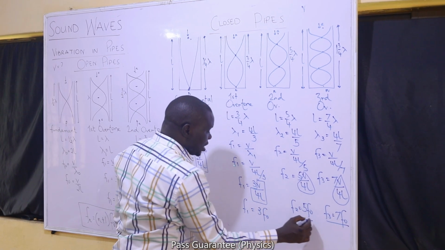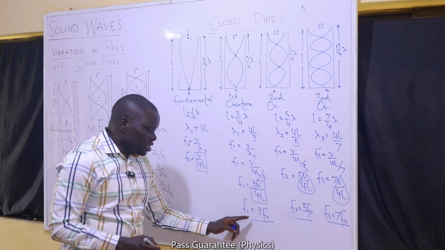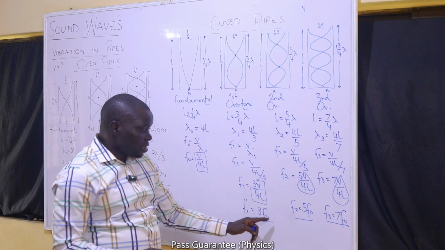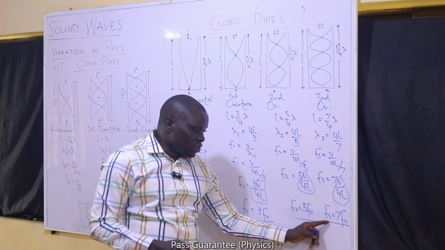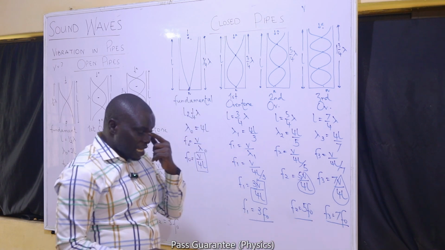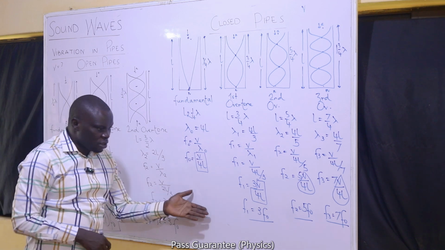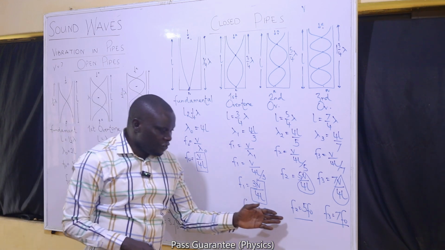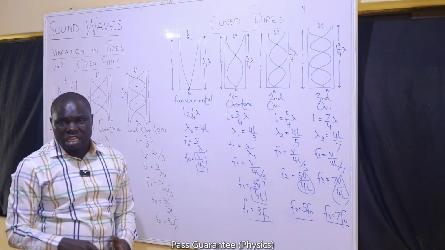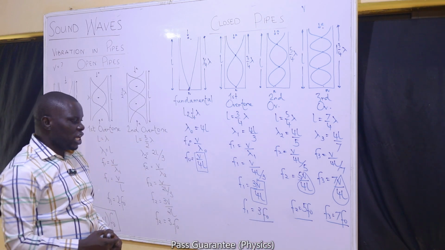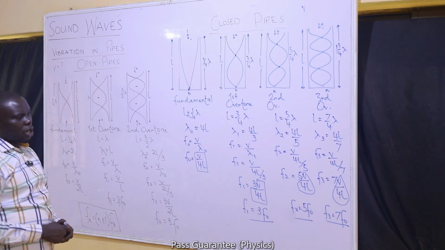If that is the case, we can see the order. The first overtone is the third harmonic, 3 times F0. The second overtone is the fifth harmonic, 5 times F0. The third overtone is the seventh harmonic, that's 7 times F0. So we'll see that for a closed pipe, we don't have things like 2F0, 4F0, or 6F0. Generally, we are not going to have even harmonics. It is only odd harmonics that are possible in a closed pipe.